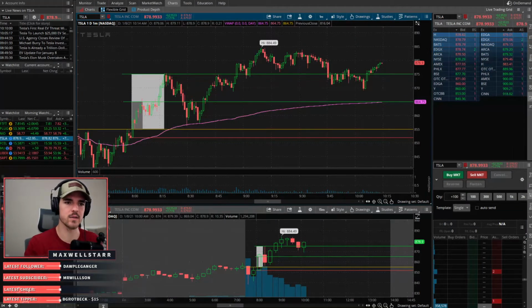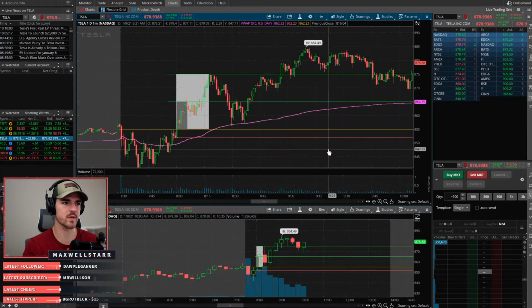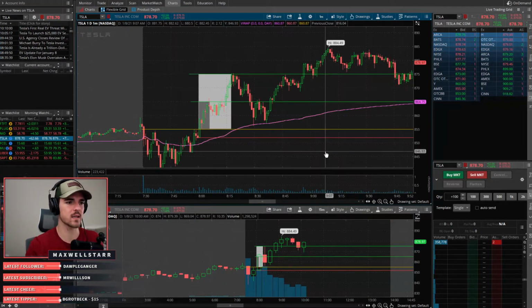Requested by a user in Twitch chat here. How to trade options a very simple way. We're going to use Tesla because this is the hype stock of the week as an example.